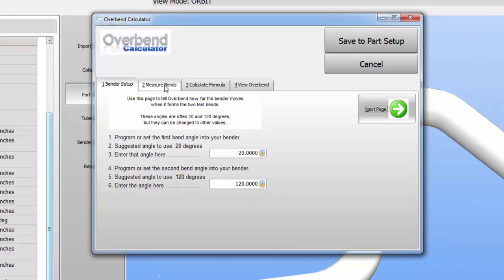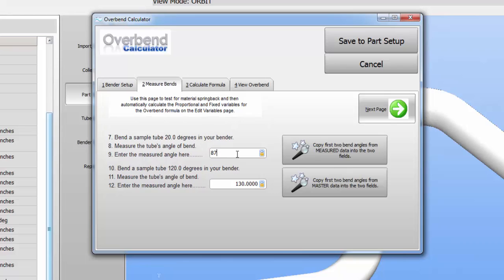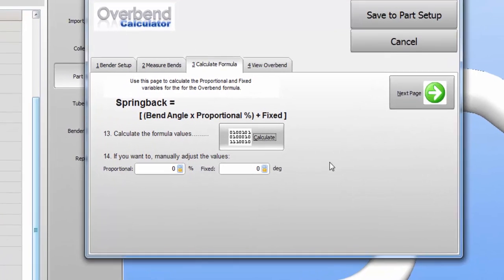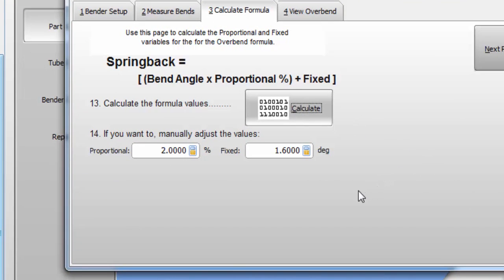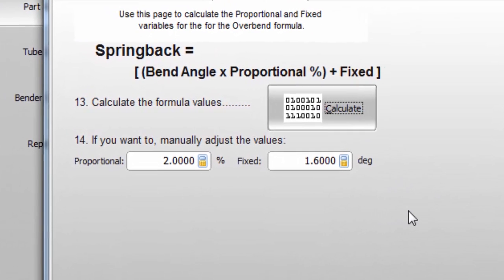Then we're going to measure the part that we bent and we're going to find that the bend angles are less than the nominal because of springback. There's always memory in the part. If we used VTube-LASER to measure the 20 and the 120 bend angles in the part, then we would be able to bring those values in here. We could copy the first bend angle into here and copy the second bend angle into here by pressing these two buttons. When we move to the next page, we calculate the proportional and the fixed values.